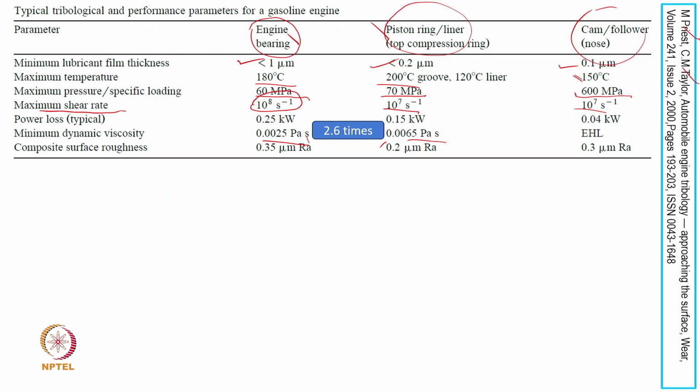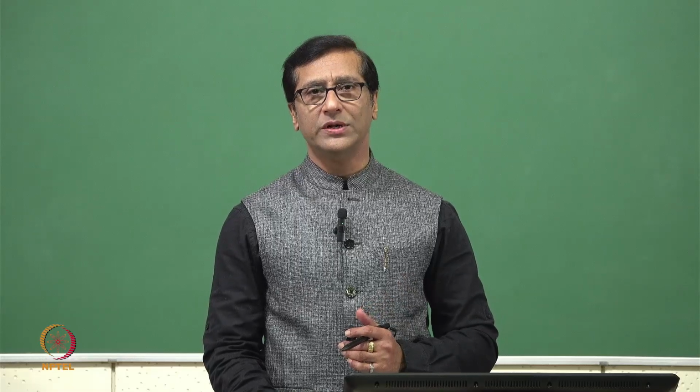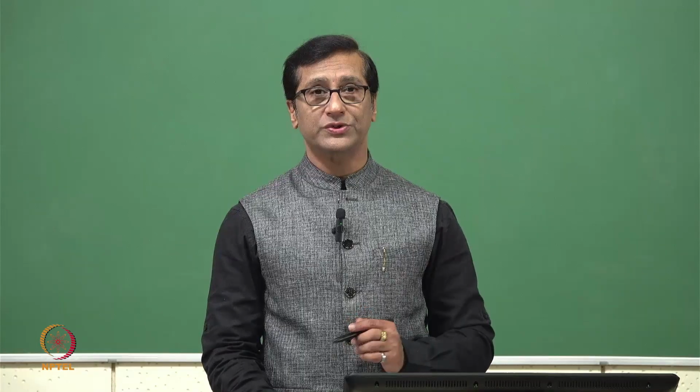Another thing is surface roughness. For the engine bearing they keep it around 0.3 micron, for the piston ring 0.2 micron, and for the cam and follower 0.3 micron. Of course, I'm assuming that these are values from 23 years back. Now it has come down to much smaller values compared to this, because the manufacturing process is continuously improving.